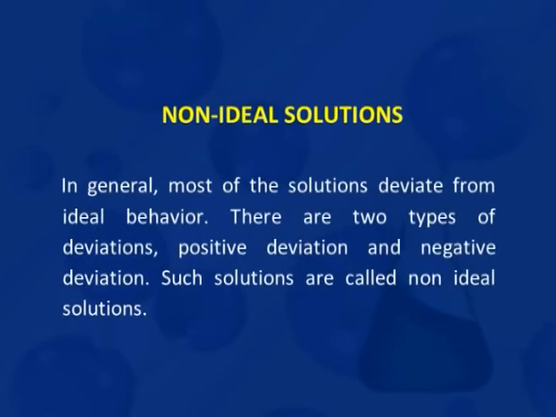Study of colligative properties is very important because by measuring any of the colligative properties, we can calculate the molecular mass of the solute from which the solution has been made. Now, we are going to discuss non-ideal solutions first. In general, most of the solutions deviate from ideal behavior. There are two types of deviations, positive deviation and negative deviation. Such solutions are called non-ideal solutions, which deviate from ideal behavior.